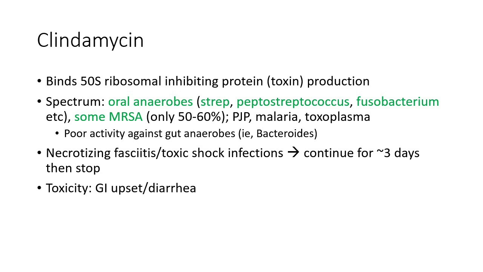Clindamycin covers oral anaerobes, otherwise it should really be avoided other than for its toxin production inhibition. So for necrotizing fasciitis or toxic shock syndrome, use it for the first 3 days, then stop it. Other ribosomal agents, particularly linezolid, also have the same benefit. So if someone has a vanc allergy and they're being given linezolid, there's no reason to add clindamycin on top of that. That's just something to know.